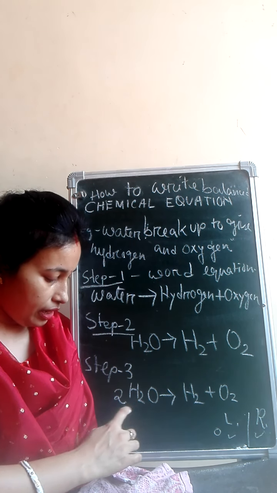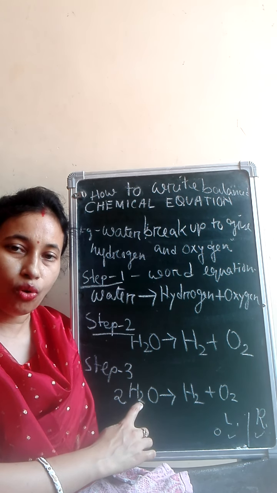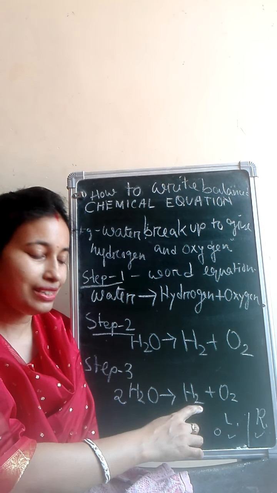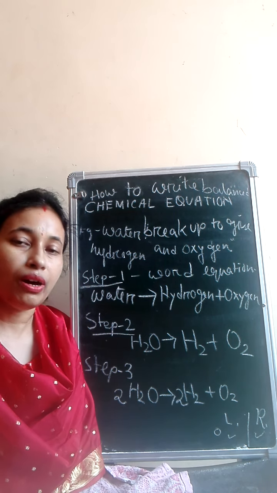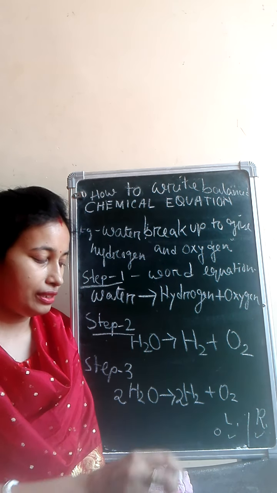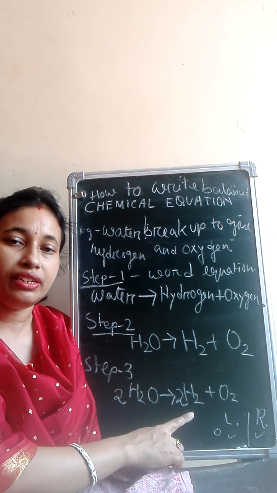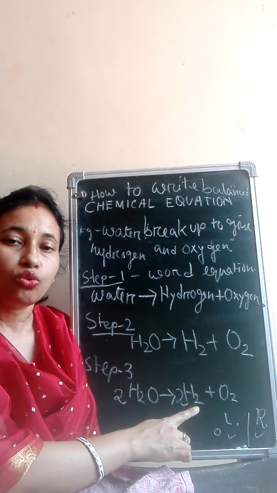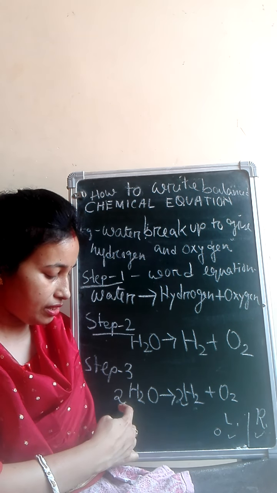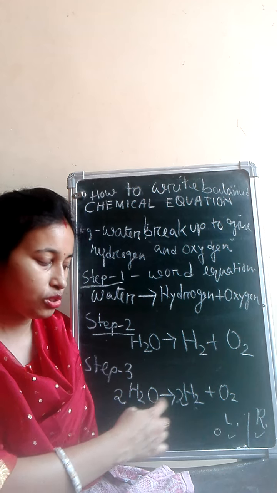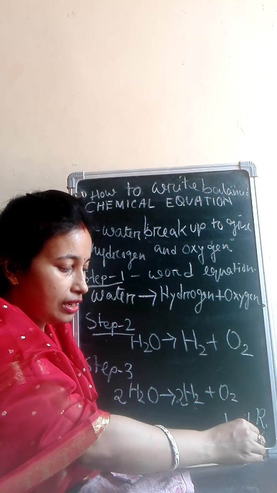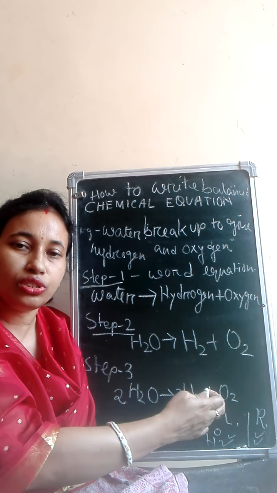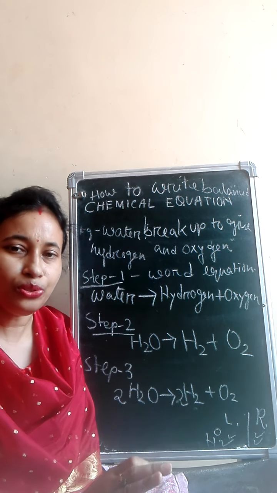Now what about hydrogen? Hydrogen is 2 here, and there are 2 into 2, that is 4. So hydrogen is 4 here and here it is 2. So to balance it, you have to multiply this also by 2. Then in the right hand side, you will have 2 hydrogen, that is 2 into 2, that is 4 hydrogen atoms. In left hand side also 4 hydrogen atoms. So hydrogen is balanced in left hand side and right hand side. Oxygen is 2 here, there also it is 2. So oxygen is also balanced.